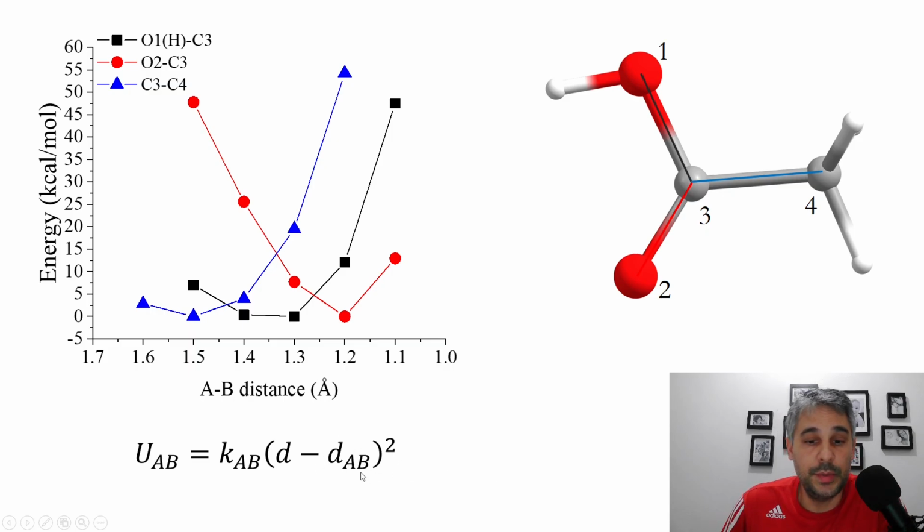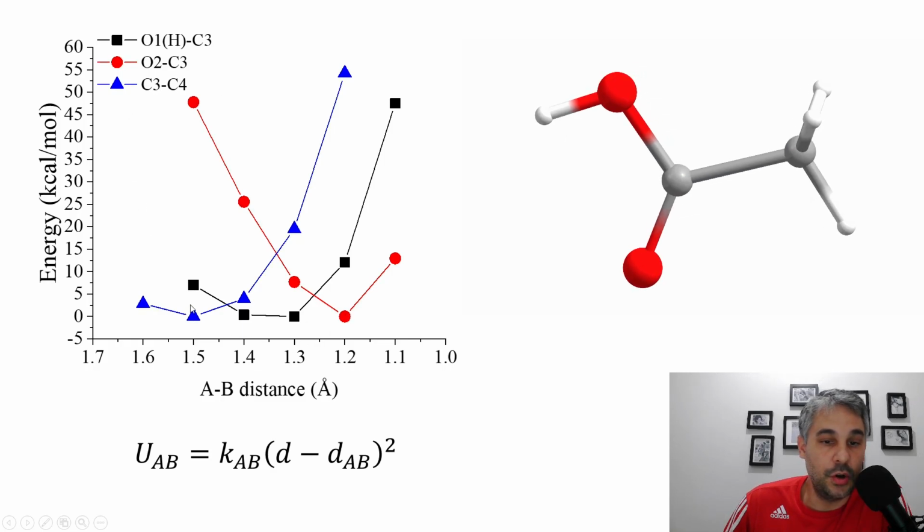DAB is going to be the minimum equilibrium distance. KB is going to be the force constant, and D is the actual distance of the bond in the relaxed surface scan. So this is squared. This is a harmonic potential. So we can calculate KAB and DAB by fitting this function to this data for each bond. We can see here, for example, that the C3-C4 bond is much longer.